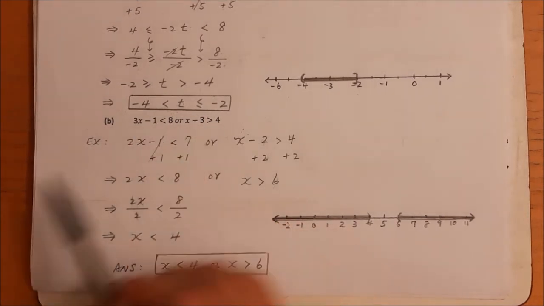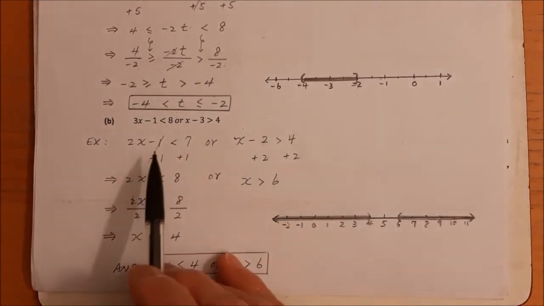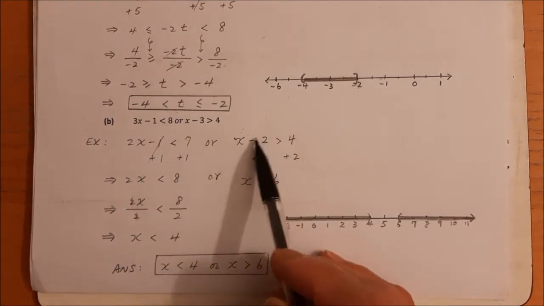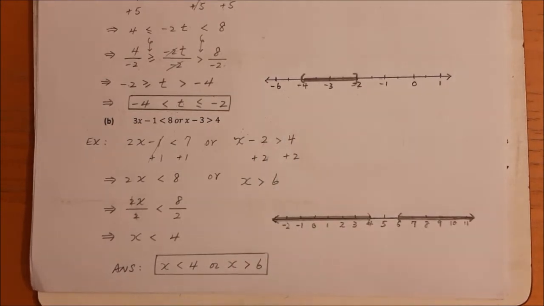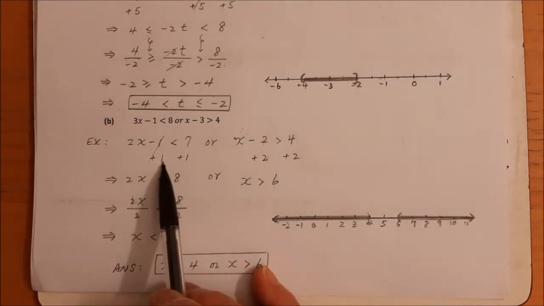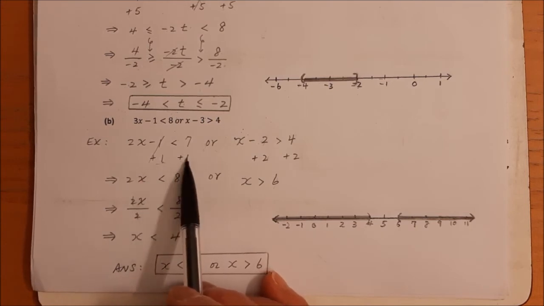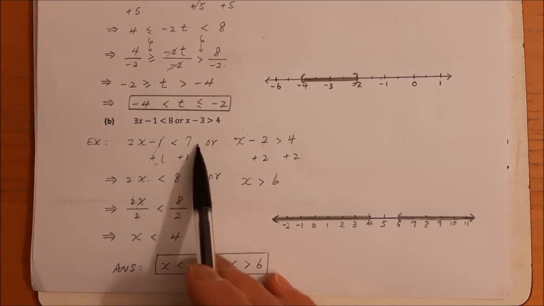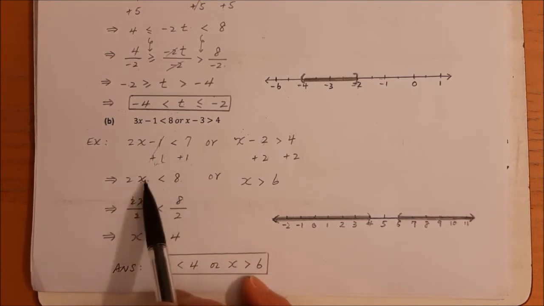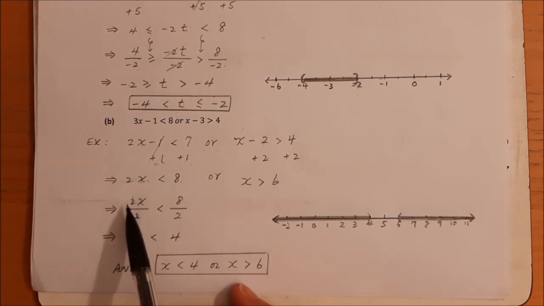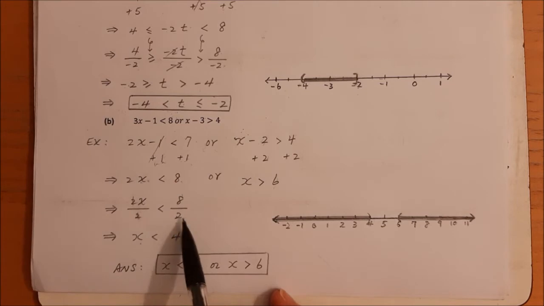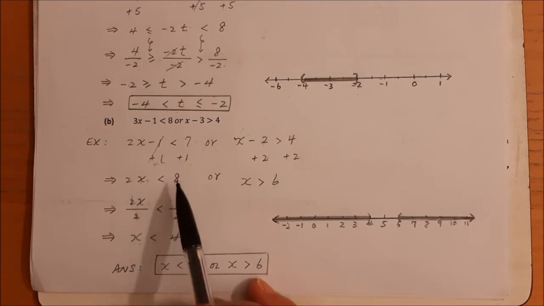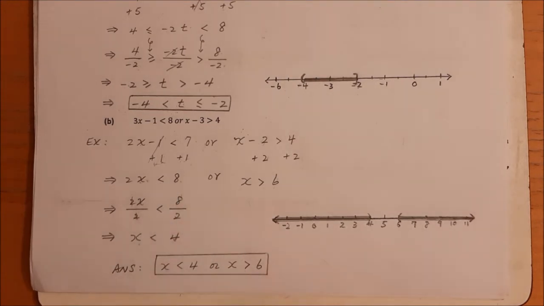This is your homework question. Example, 2x minus 1 less than 7 or x minus 2 greater than 4. First of all, you add 1 to both sides. So the 2x cancel, it's 0. Get 2x less than 7 add 1, it's 8. Then divide by positive 2. 2x cancel 2, get x. 8 divided by 2 is 4. And since it's divided by a positive, less than is still less than, greater than is still greater than.